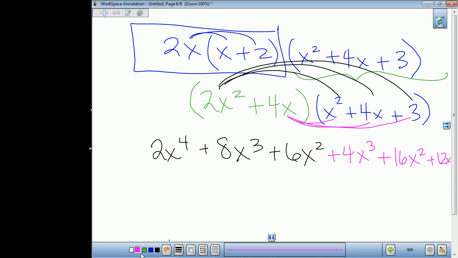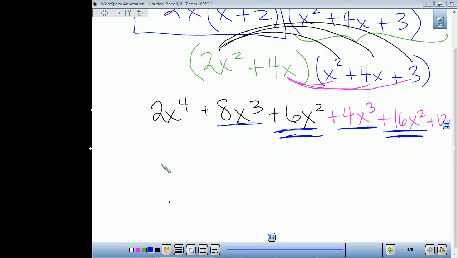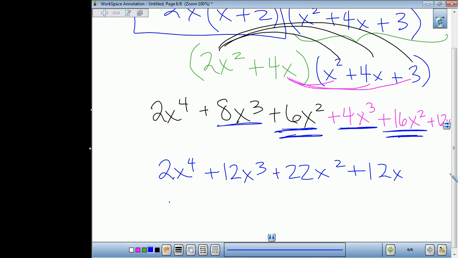That's one long problem. All right, let's see. I've got a cube and a cube. I got a square and a square. And those are the only ones that are like. So I bring down the 2x to the 4th, and then I have to add these two, the ones that have one line under them. So that makes 12x cubed, and then 22x squared, and then 12x. That's the answer.